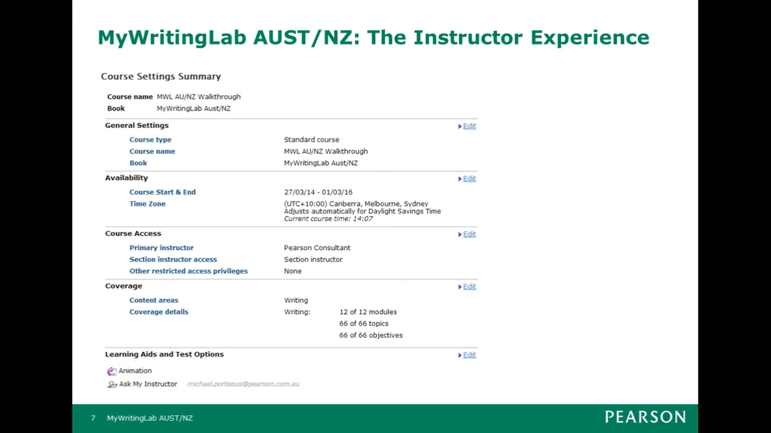So when you log in as an instructor and create your course, you can then set up, obviously, all those base level things that you need to know. When it's available, course access for your tutors and yourself, what you cover if you want to cut out some of the modules and topics, and you can also turn off the Ask the Instructor or the animation, although we recommend you do not turn off the animation as it's the main part.